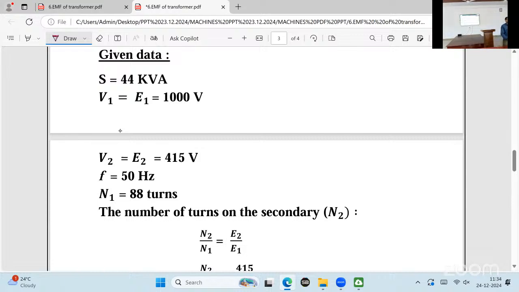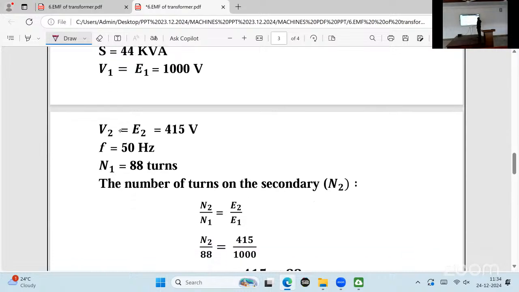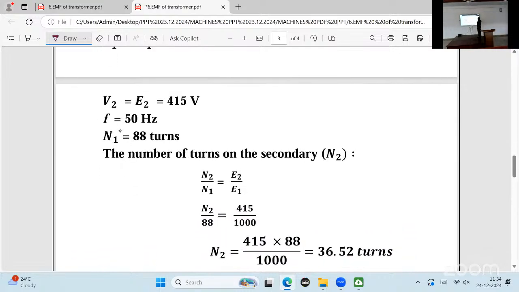So what formula will you use? Which formula is easy for you? N2 by N1 is equal to E2 by E1. I have given the formulas to you. You select the easiest formula depending upon the data. So what is the answer?